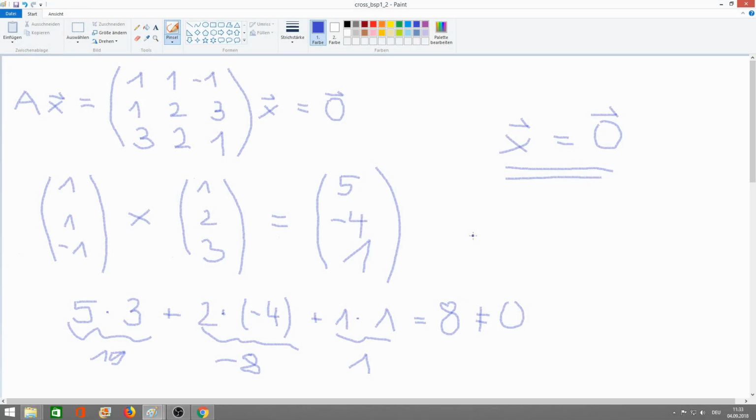Let's sum the approach for a 3 times 3 matrix up. The first step is to choose two linear independent rows of A. The second step is to calculate the cross product of the two rows. The last step is to insert the calculated vector in the system. Actually, you just have to insert in the row that was not involved in the cross product.